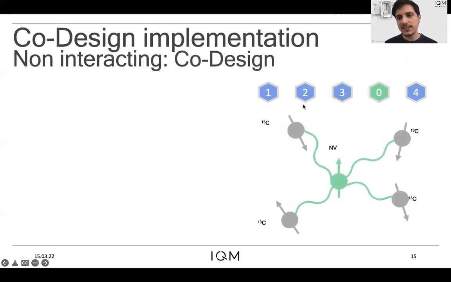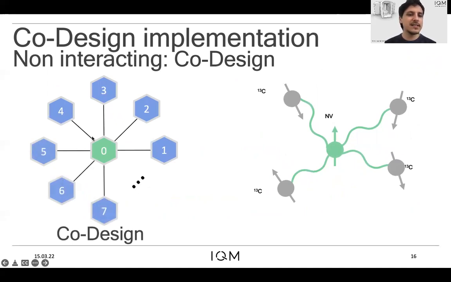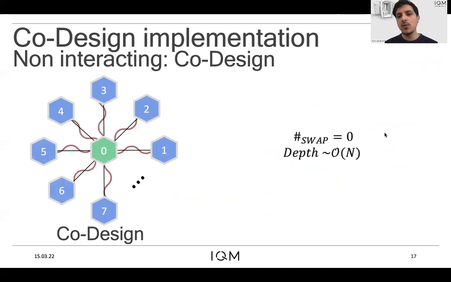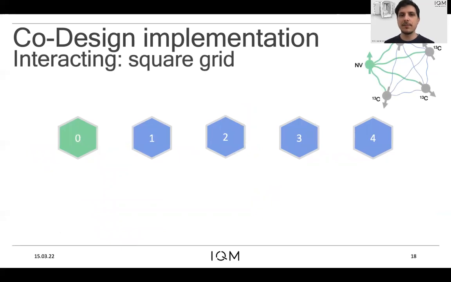For that, let us study the structure of our problem. As here the NV center is in the middle, let's try to place a qubit representing the NV center in the middle, and let's surround it by qubits representing nuclei here. We can see that all the interactions now can be done natively, and thus we need no swaps, and the depth will still be linear. So we have shown that the co-design chip can perform better for the non-interacting case than the square grid.